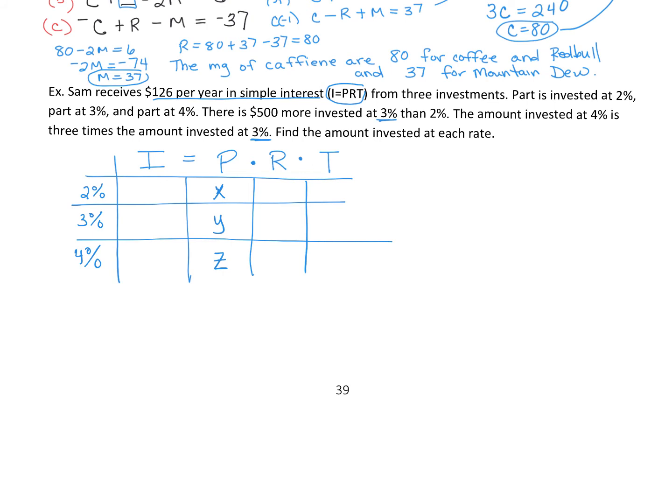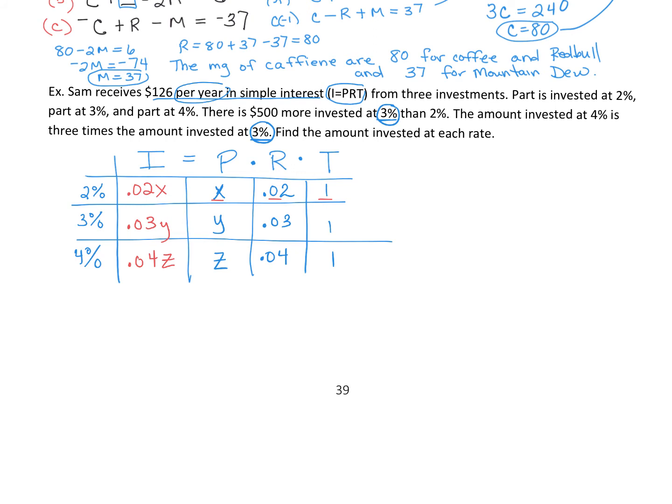Okay, and I chose Y for the 3%, so we're going to think about that when we're writing our equations for the others. The rate has to be as a decimal, so 0.02, 0.03, and 0.04. And the time is 1 year, so 1 for each of these. So if I fill in my table for interest, principal times rate times time, I get 0.02x, 0.03y, and 0.04z.